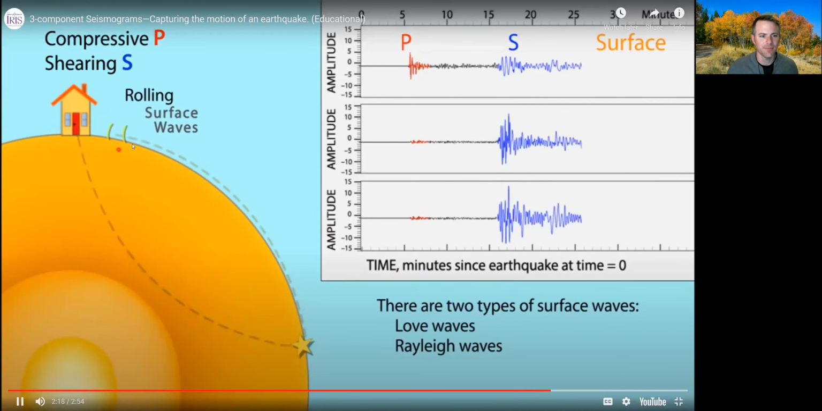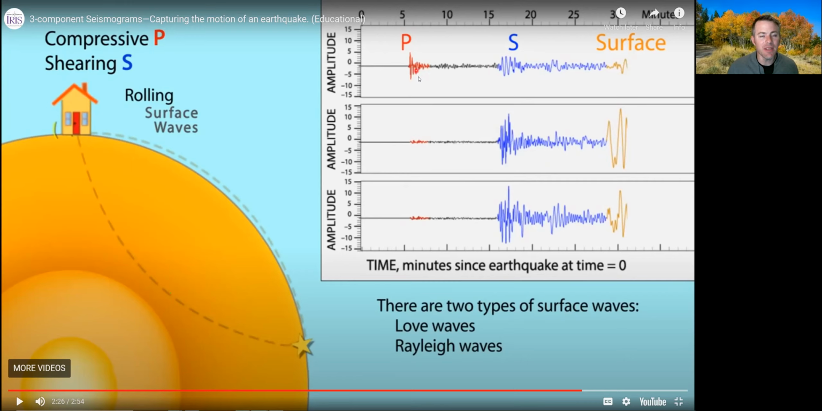The slower surface waves, such as Love and Rayleigh waves, move in a more complex undulating pattern and thus show up on all 3 components. So I'm going to show you that, but what's kind of cool about this is the seismographs, the modern ones, this is how they record all these. But I want you to notice the P waves are always showing up first.